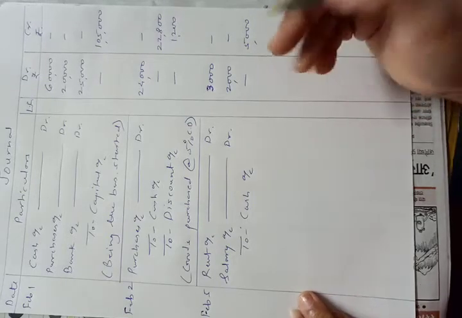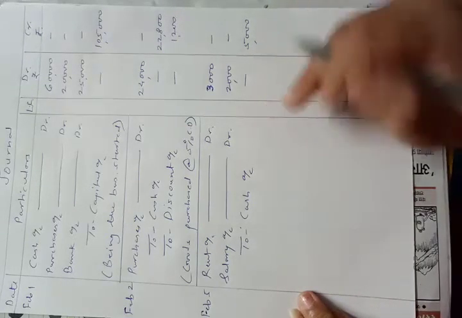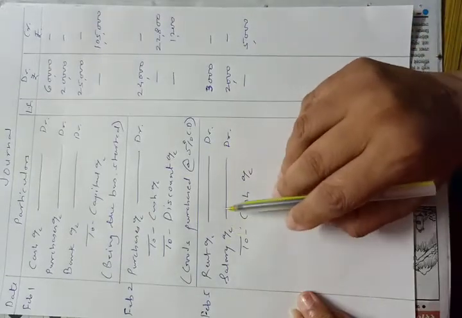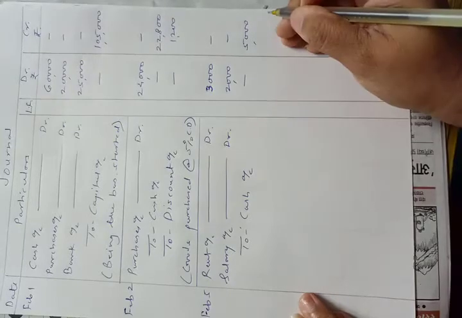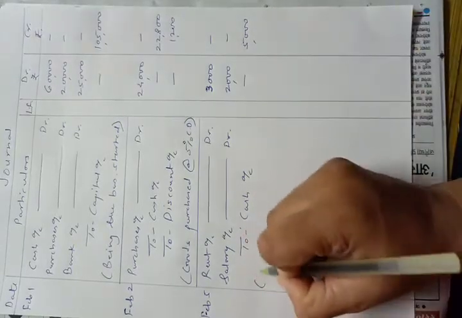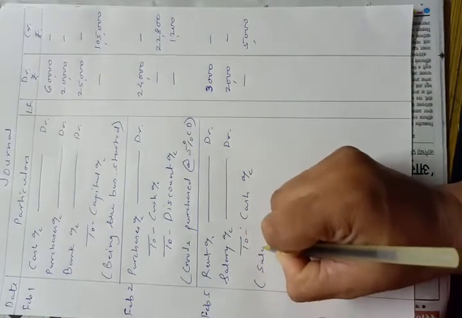Okay, if you use modern approach, rent and salary expenses they are increasing, so debited, cash asset decreases, so it is credited. Understood? So salary and rent paid.